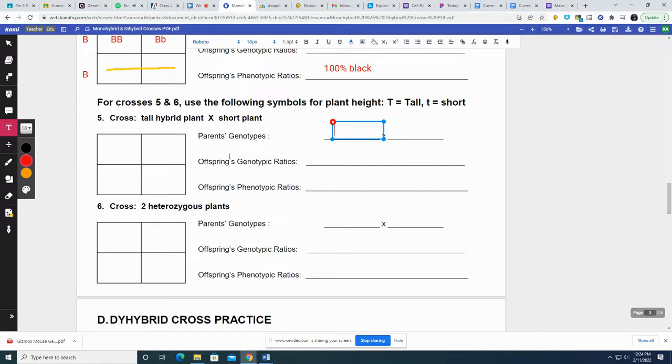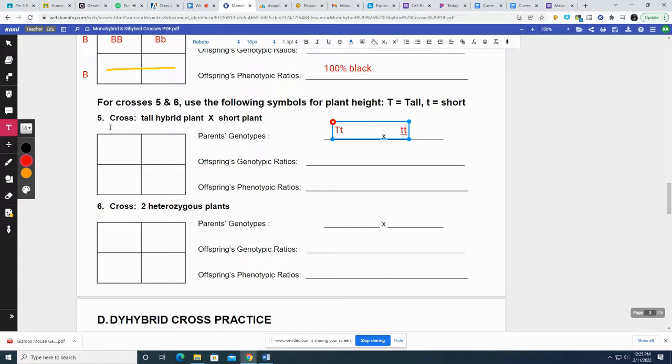So it's a big T. Big T. There we go. Little t. Now we're going to cross it with a short plant. If you see there, short is recessive. The only way you can be a short plant, since it's recessive, is to be little t, little t. Found the genotype of the parents.